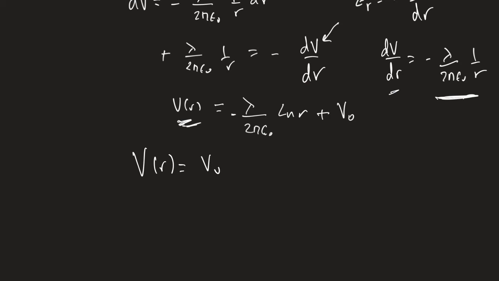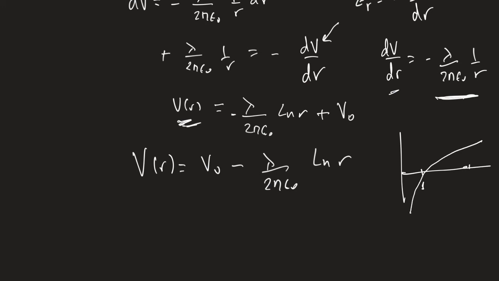V of r is V0 minus lambda divided by 2 pi epsilon 0 times the log of r. The log of r is a function that when r equals 1, the log is 0, and the function goes to infinity when r goes to infinity. It goes to infinity very, very slowly because the slope of the log of r is very small. Okay, but it will go to infinity.